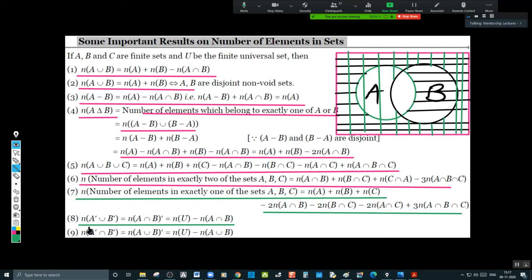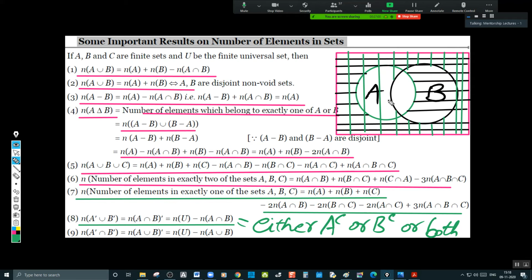Now, A complement union B complement means A complement is black lines, that is horizontal lines. Union B complement means vertical green lines. Union means either black or green or both. I repeat, what is the meaning of A complement union B complement? Anyone, please? Either A complement, its meaning I'm telling you, either A complement or B complement or both.